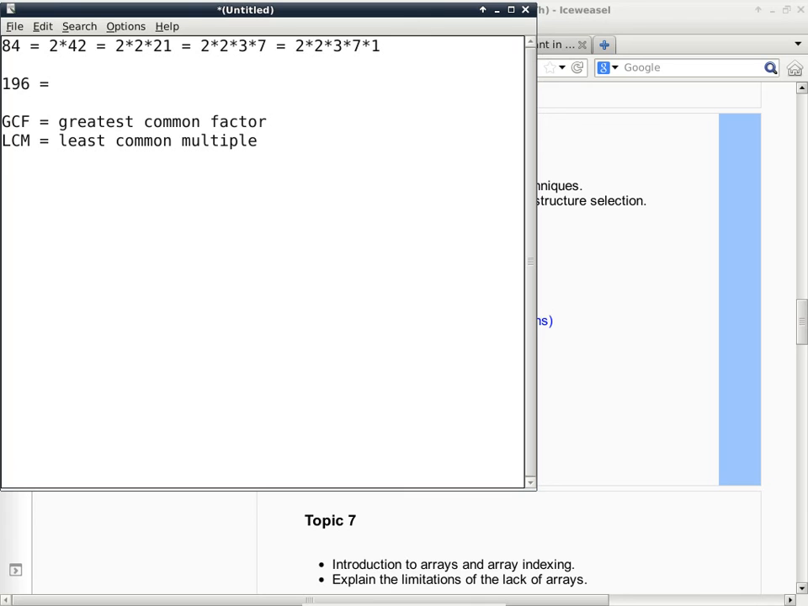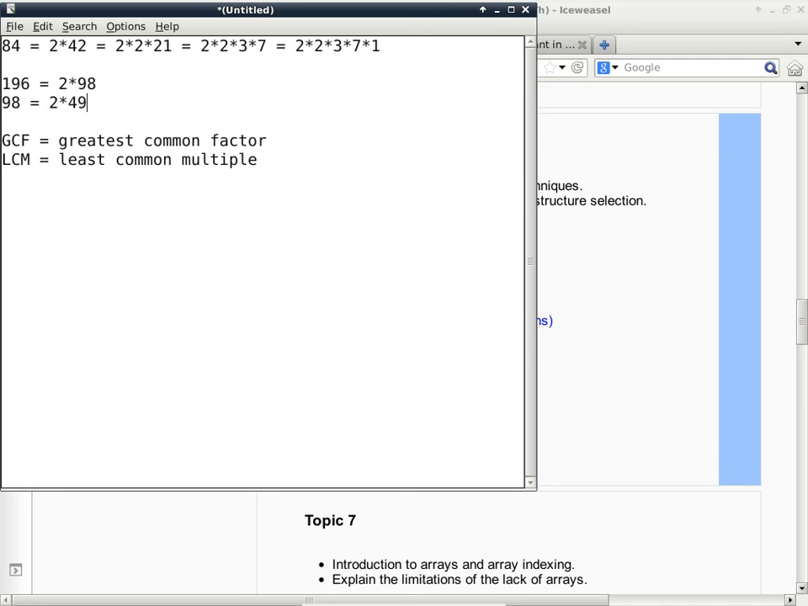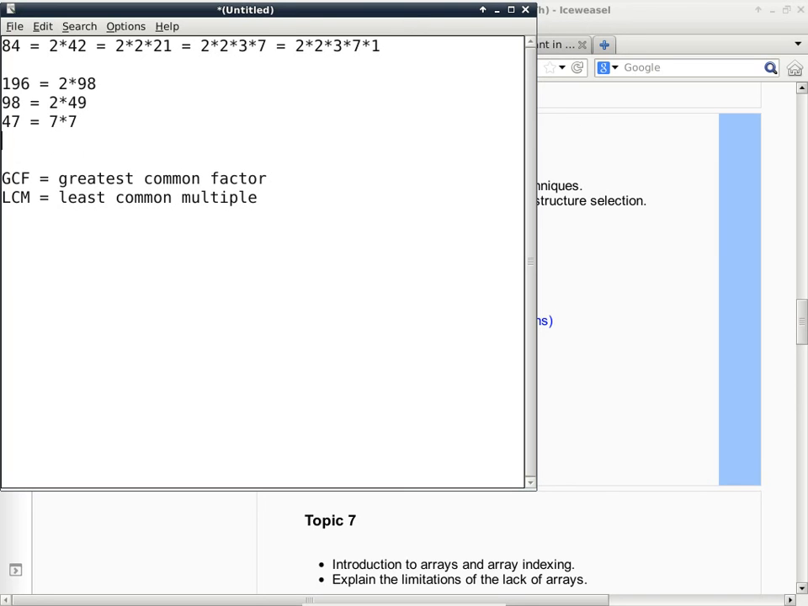Okay, this is 196. So 196, I can identify 2 as a prime factor. So once 2 is identified, we have 2 times 98. Now we only have 98 to deal with. 98 obviously has 2 in it too, and it is 2 times 49. 49 is 7 times 7. But I have to go one step further because I have to look at 7 by itself and realize that 7 has no prime factor other than itself, and then we are done.